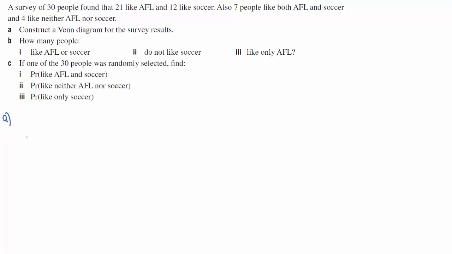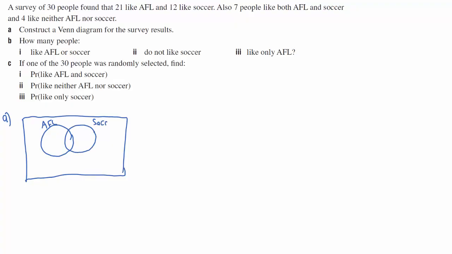Well, to do this, we start with a rectangle. This will include all of our results. So our numbers in the rectangle need to add up to 30, since we have 30 people. We're then going to have a circle, which will contain all the people who like AFL, and then another circle for all the people who like soccer. Note that the two circles overlap to indicate the people who like both AFL and soccer.